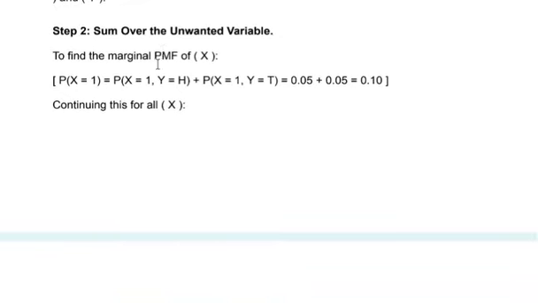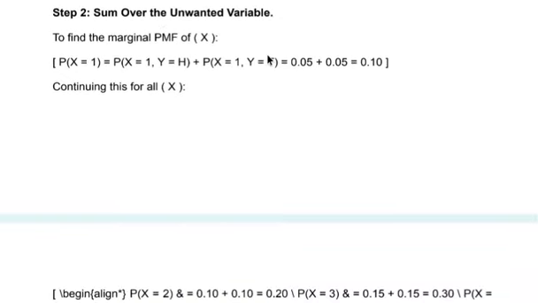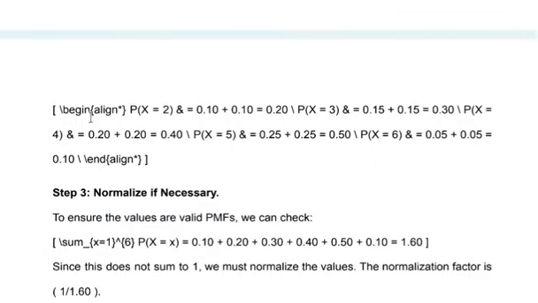Step 2. Sum over the unwanted variable. To find the marginal PMF of X, P(X = 1) = P(X = 1, Y = H) + P(X = 1, Y = T) = 0.05 + 0.05 = 0.10. Continuing this for all X.